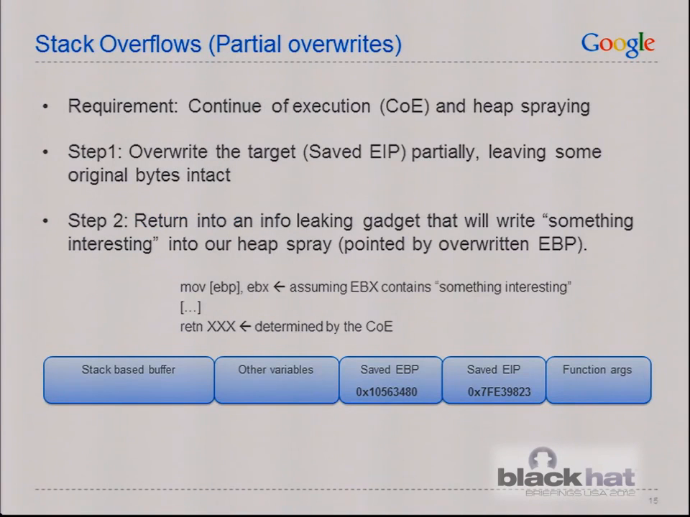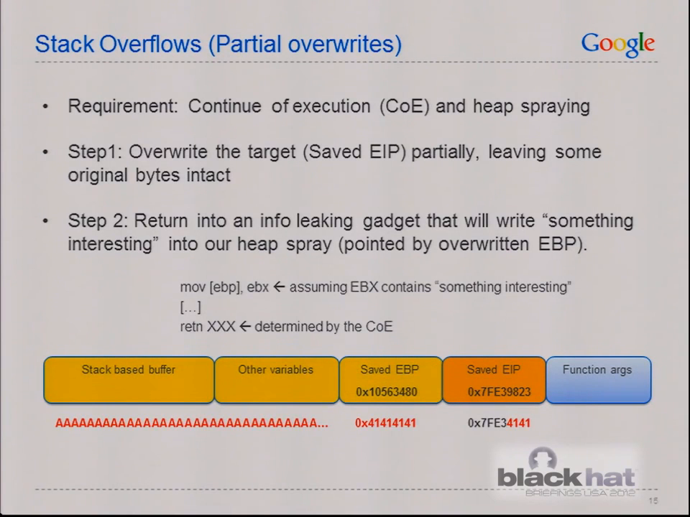Stack overflows. In the picture that you're seeing, there is a stack-based buffer. This is the buffer that we're going to overflow. In the stack, there are going to be other variables, EBP that was saved with this concrete value, 10, 5, 6, whatever. It's going to be the saved EIP and function arguments. The idea here is that there are some requirements, and I will explain later why we need this. We need continuous execution and heap spraying. We need continuous execution because we are going to exploit this twice.